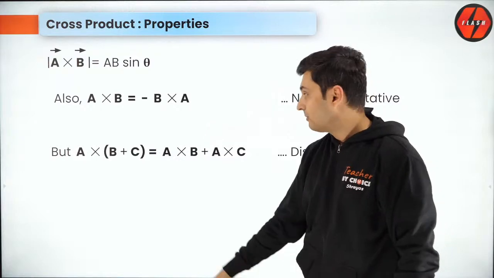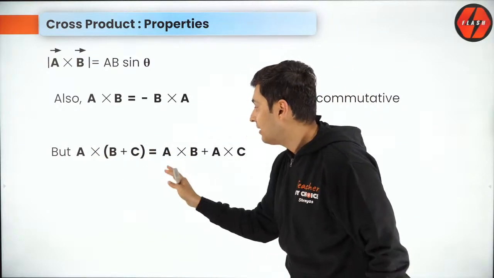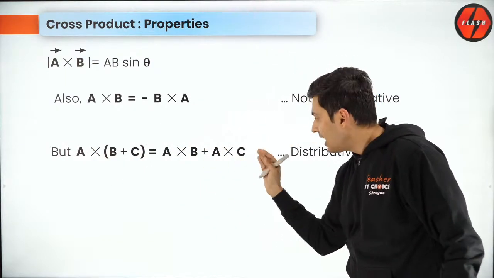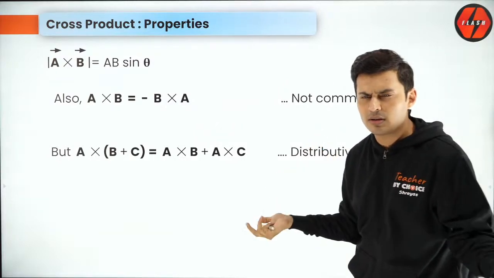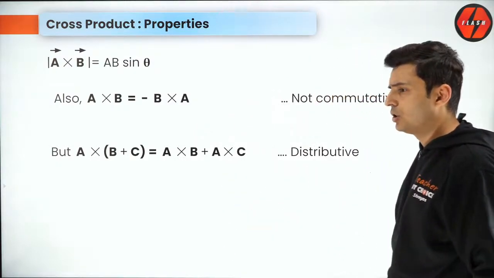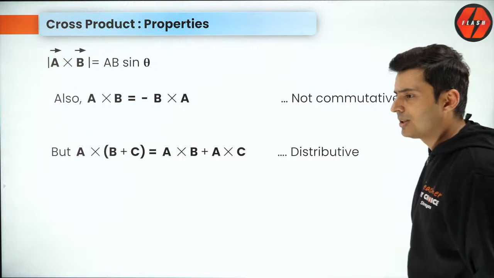Anyways, so A cross (B plus C). This is distributive. You can open up the brackets. You can write it as A cross B plus A cross C. This is distributive. This was also there in dot product. This is something which you should know. All right. I hope this is clear.